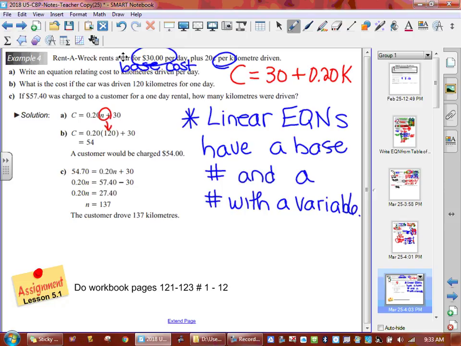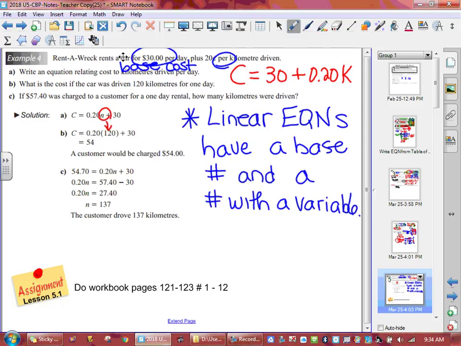Now, if you look at C, it says they charged you $57.40. How far did you drive? So if they gave you a Y number, they're asking you to solve for N. You're literally doing a solve for X question. That's why we had to do the other unit first, unit 4. We had to learn how to solve for X first so that we can use those strategies here. So, if we know that that's our answer, we're solving for N.